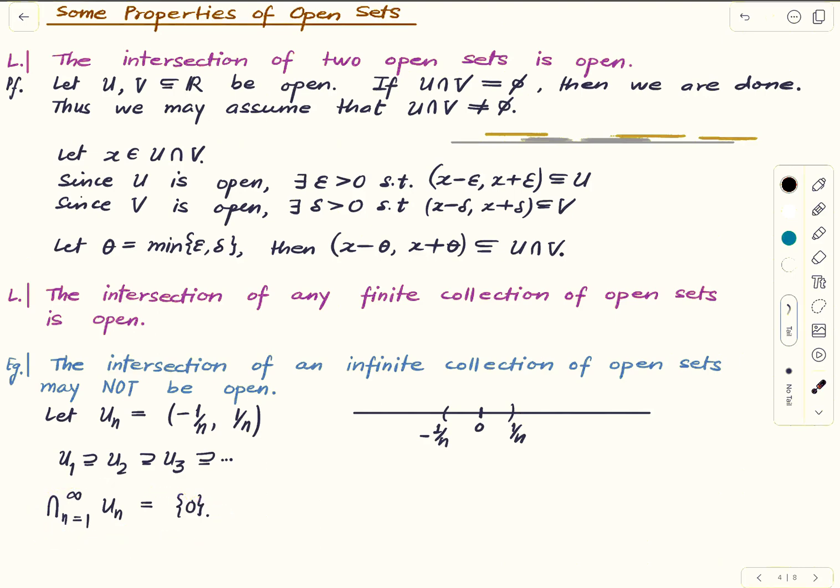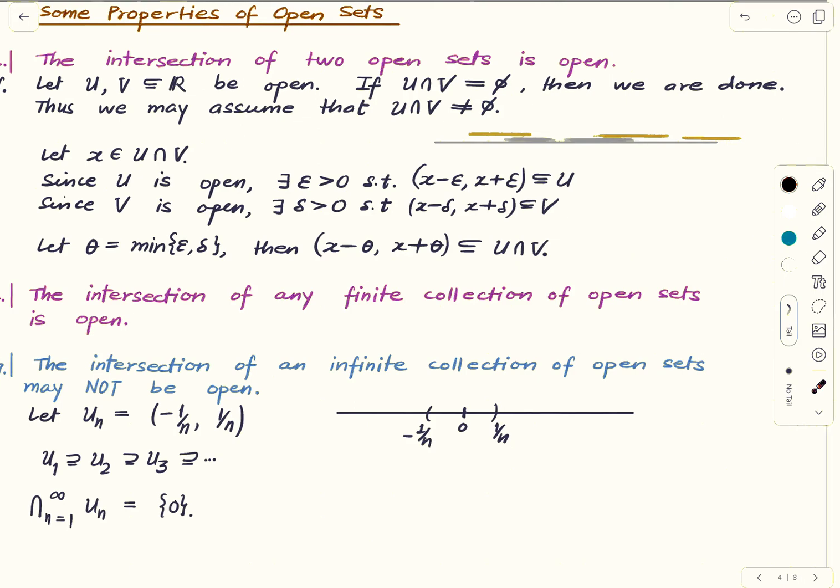It should also be intuitively clear because you're shrinking and shrinking and shrinking, and after a certain point you will converge or collapse to 0. Fine, so this intersection is the singleton 0, and the singleton 0 is not an open set. No singleton is open. So the intersection of an infinite collection of open sets may not be open, even though the intersection of any finite collection of open sets is always open. Alright, so these are some properties of open sets with regard to intersection.